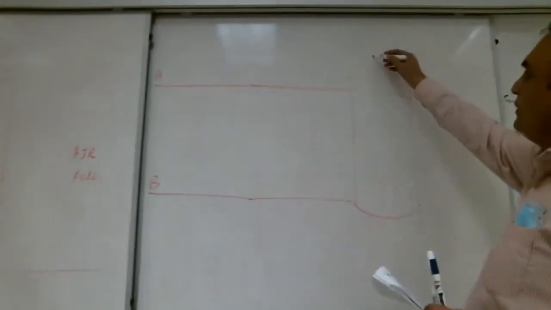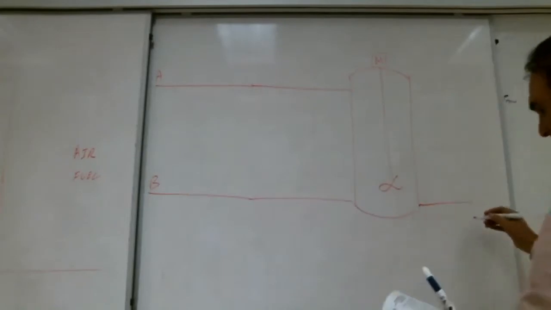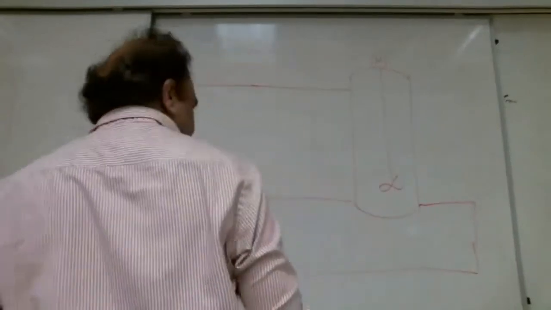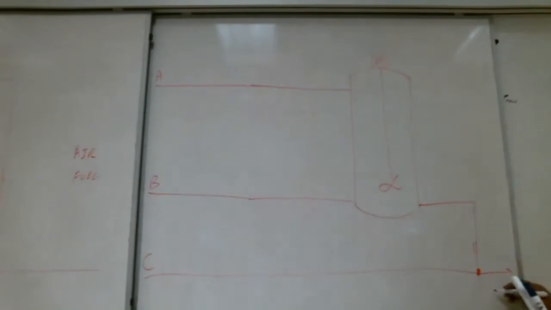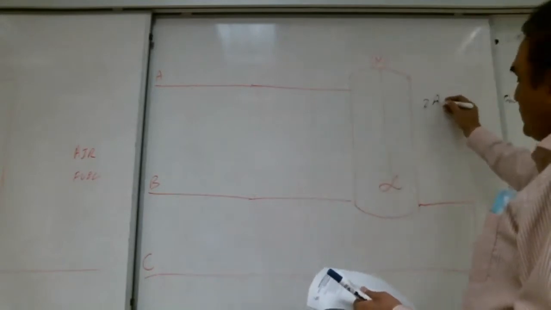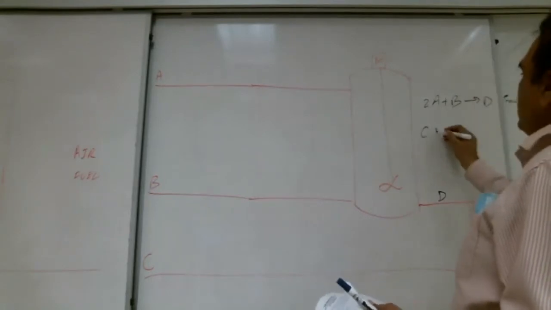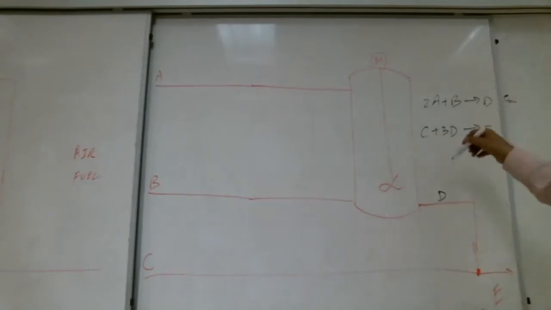It is mixed here. A mixer is there. The output is going to mix again with stream C. They get mixed here and we get the stream E. So here it is saying the reaction is 2A plus B becomes D here, and then C plus 3D becomes E here.